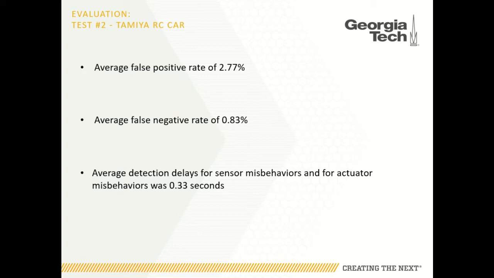For test 2, the Tamiya RC car, the RoboADS was somewhat less effective in identifying sensor and actuator misbehaviors. The average false positive rate was 2.77%. The average false negative rate was 0.83%, and the average detection delays for sensor misbehaviors and for actuator misbehaviors was 0.33 seconds.